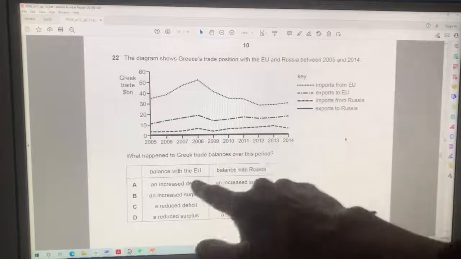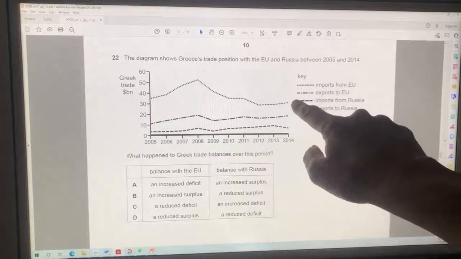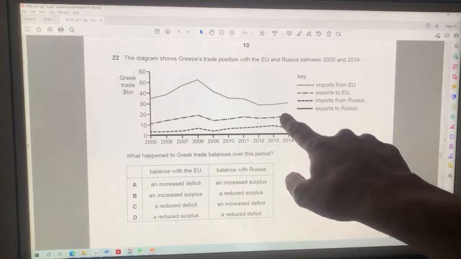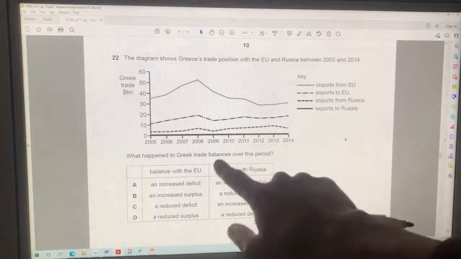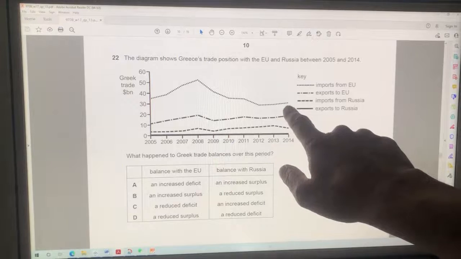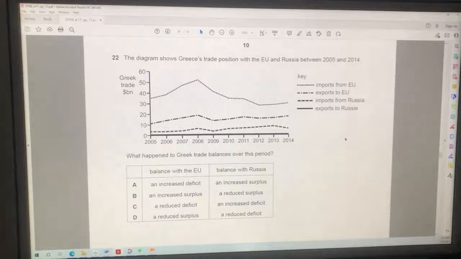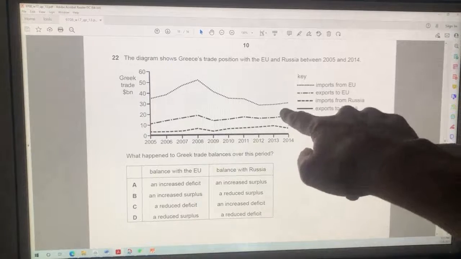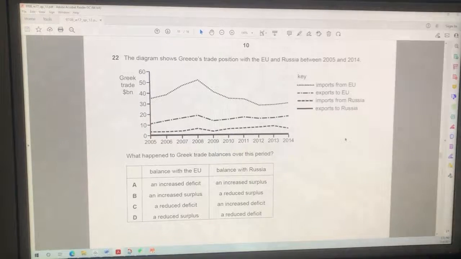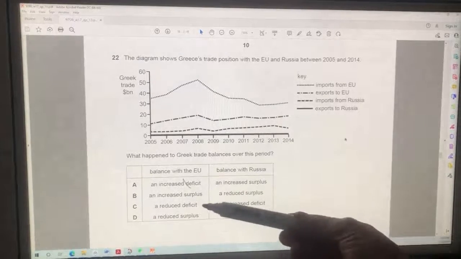The balance with the EU: imports from the EU, exports to the EU. The trade position decreased, so it might be an increased deficit, not sure. Oh, imports from EU, exports to EU. Oh, actually, their deficit decreased, so no. Let's see, B, an increased surplus.